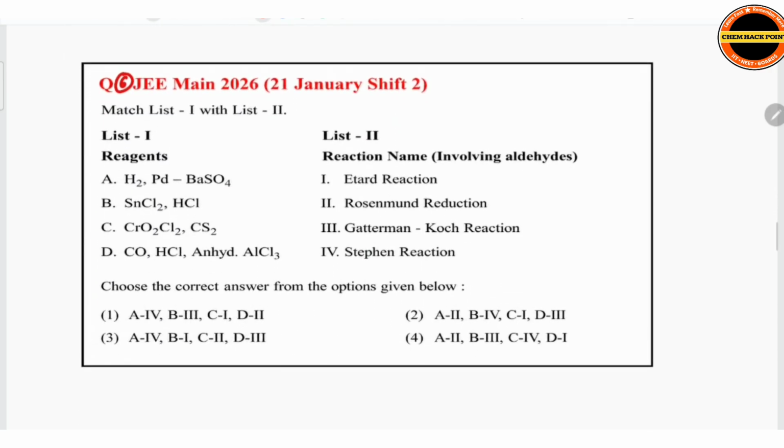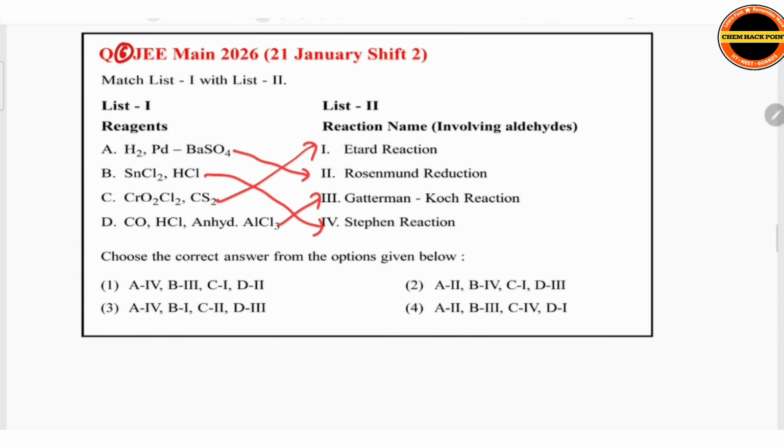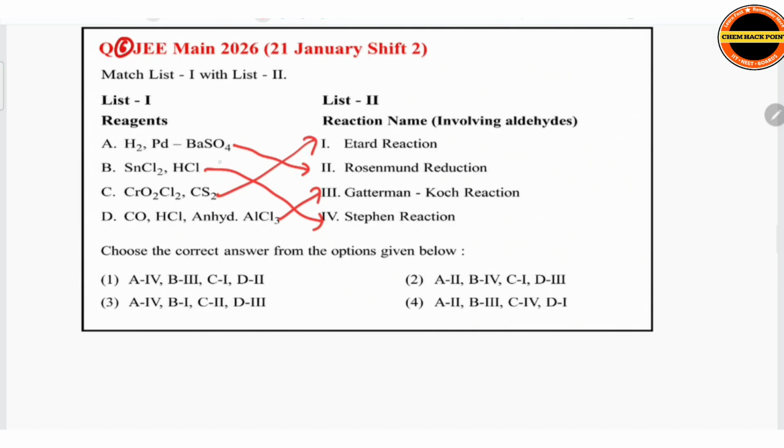Next, JEE Mains 2026, 21st January shift 2. A list is given and again you have to match the following. We discussed this even in the previous PYQ series; if you did not watch the previous chapters like alkyl halides and aryl halides PYQ series, go through them once. H2/Pd-BaSO4 we can consider as Rosenmund's reduction. SnCl2/HCl is Stephen's reduction. CrO2Cl2 is Etard's reaction. CO/HCl is the Gatterman-Koch reaction. According to this, A should be 2 and B should be Stephen's reduction, 4. So this should be correct, and the remaining automatically match.